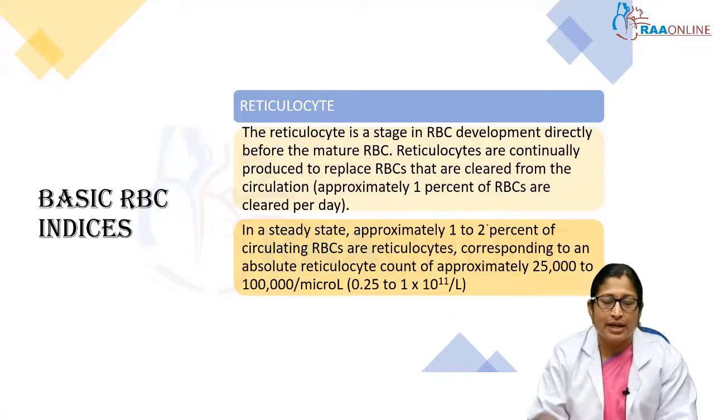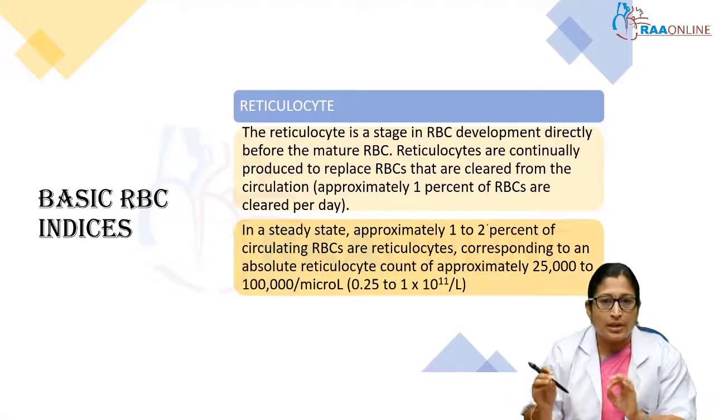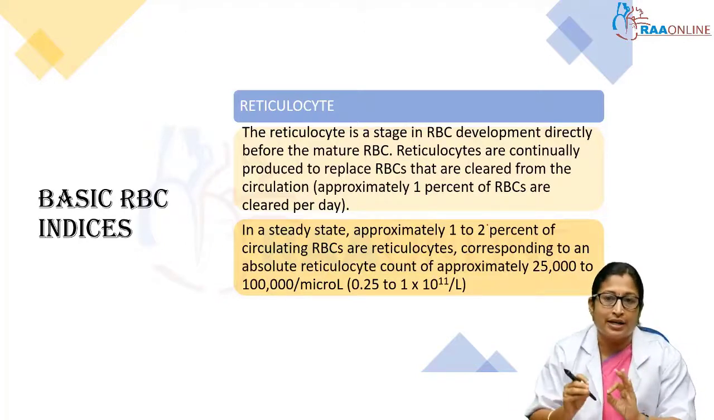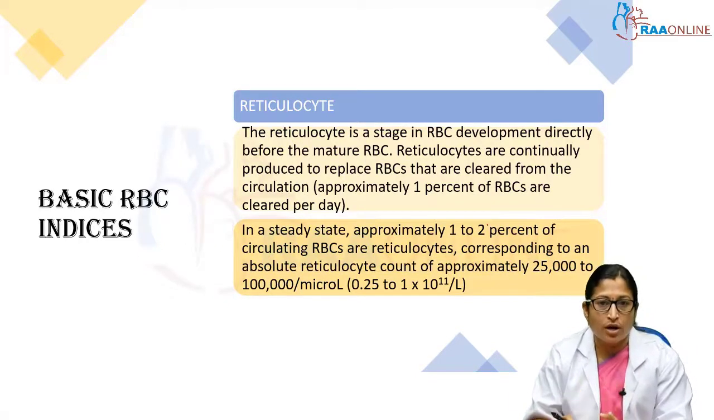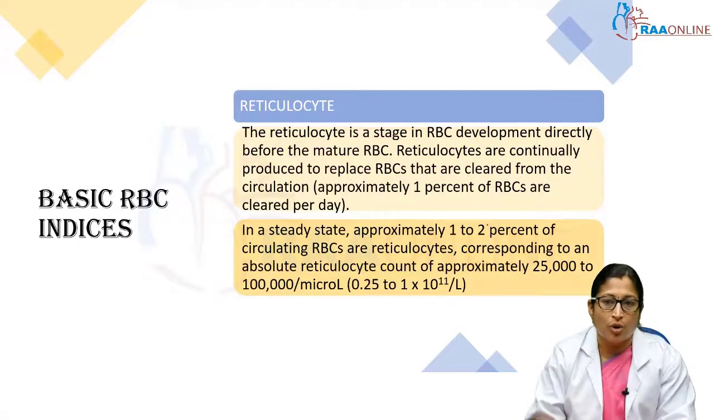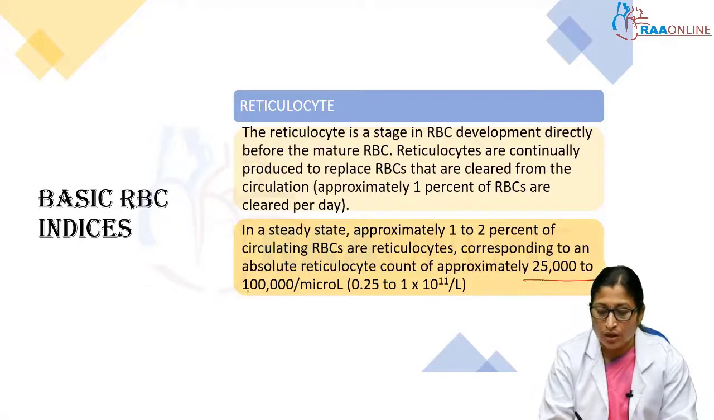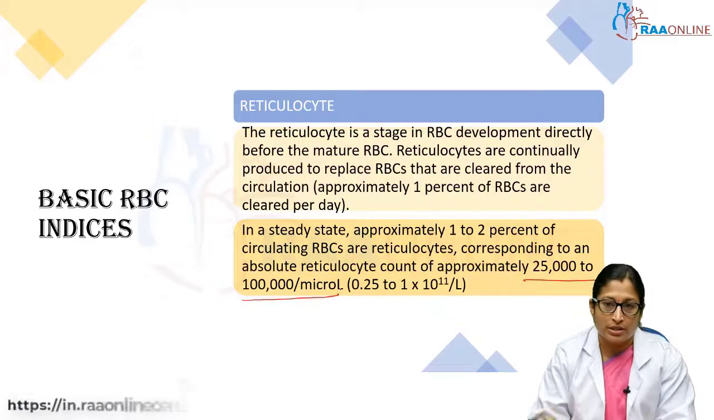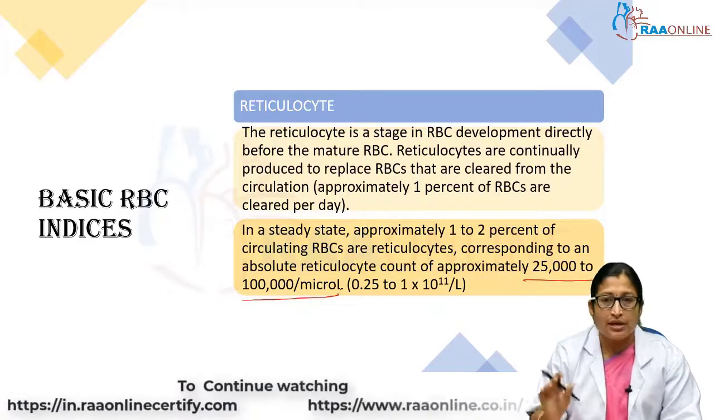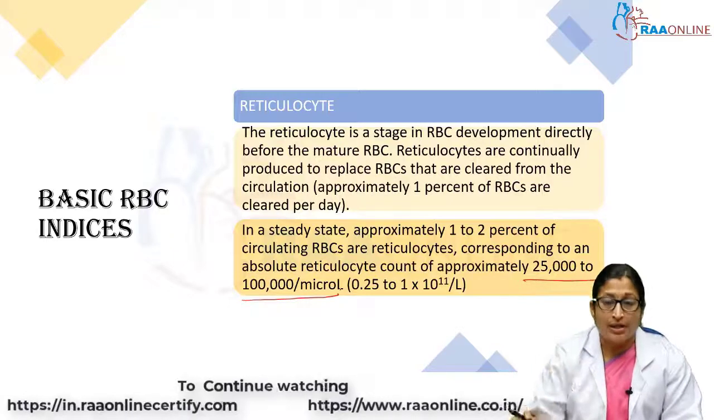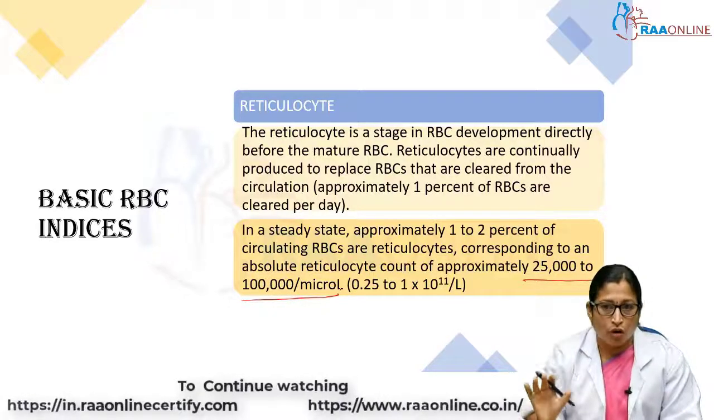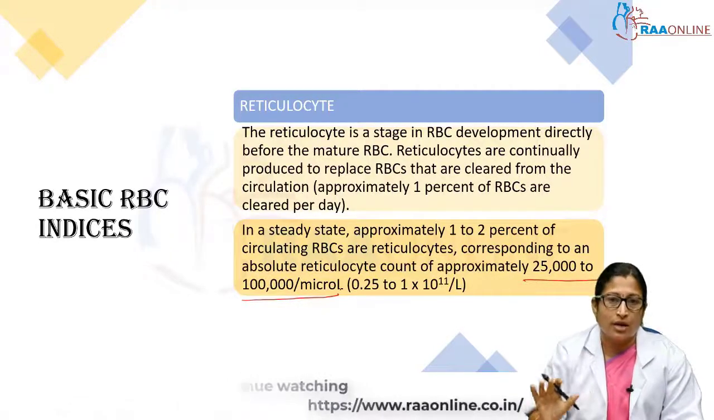In a steady state, approximately 1 to 2% of circulating RBCs are reticulocytes, which corresponds to an absolute reticulocyte count of 25 to 100,000 per microliter. So the normal reticulocyte percentage is 1 to 2%, and the absolute reticulocyte count normally is around 25,000 to 100,000.